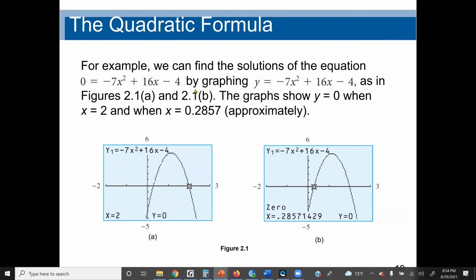Also, we can solve a quadratic equation by using a graph. For example, we graph our equation, and this is what we get. We find the solution by graphing, and we can see the intercepts, where y equals 0, and the value of x. Here x equals 2. And the other intercept, when x is 0.28571, y is 0. So we get two solutions for x.